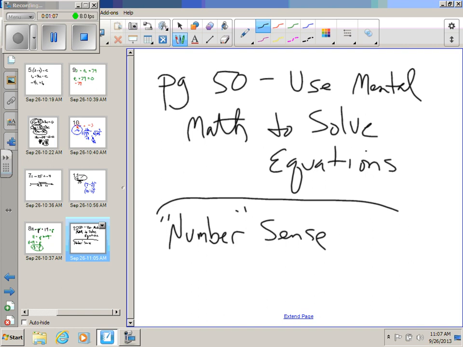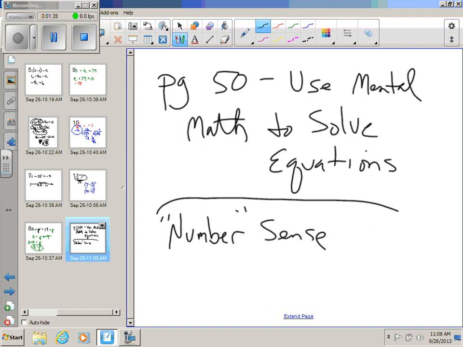Common sense is sense that everyone should have. Don't jump out of a window when that window is on the second, third, fourth, 100th floor. Not a good idea. Don't put your hand on the stove when it's on, right? Okay? Common sense. Number sense.